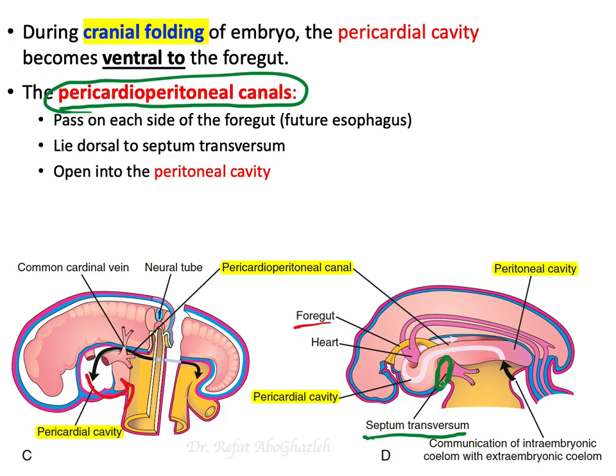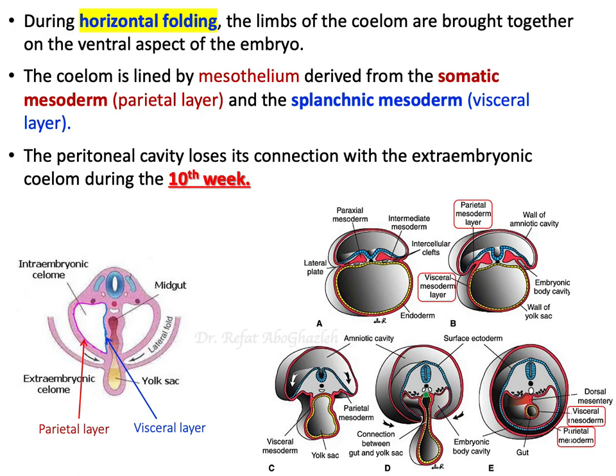Anyway, we are just describing the location of the pericardio-peritoneal canal behind the septum transversum, that's the future central tendon of the diaphragm, and on each side of the foregut, and it opens, as you see here, into the peritoneal cavity. Okay, now that was about the cranial folding, but what about the horizontal folding on each side?